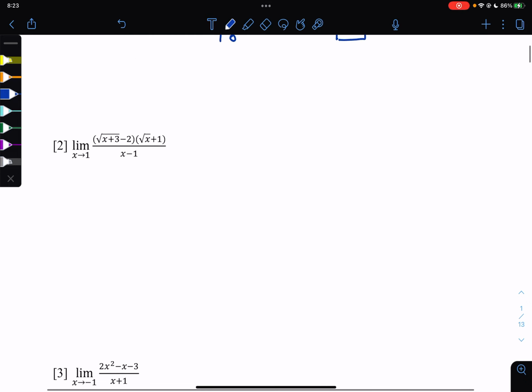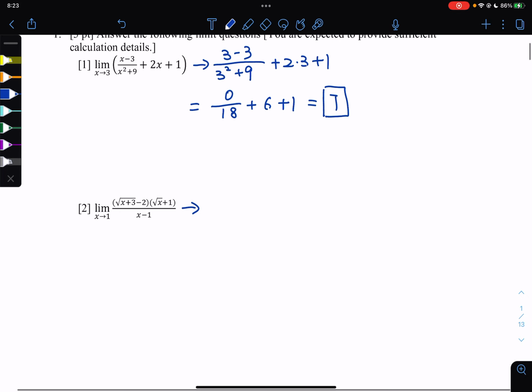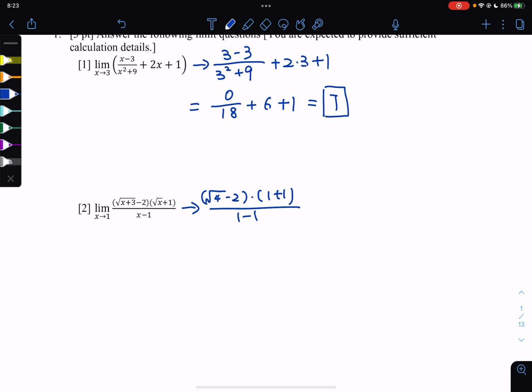And if I look at the second problem, I try to do a similar discussion. I try substitution, it's root 4 minus 2. Sorry, my iPad is not working very well. Root 4 minus 2, and then root 1 plus 1, and then 1 minus 1. So it's 0 times 2 over 0, which is a 0 over 0 type. Therefore, I know I need to do something extra. I can't really do direct cancellation, and factoring is not intuitive.